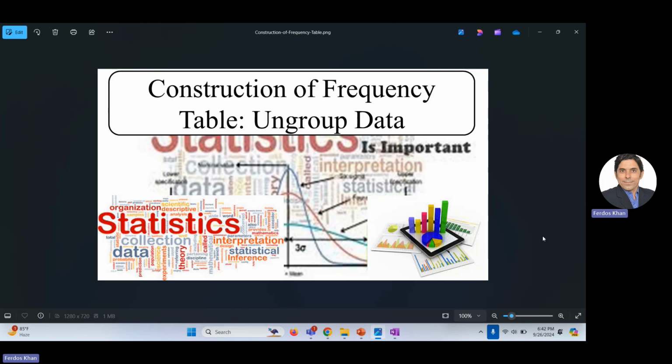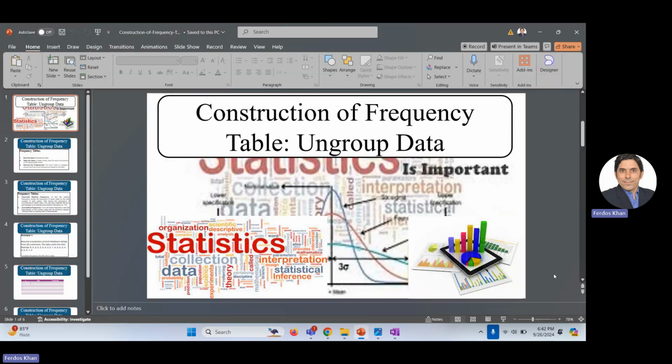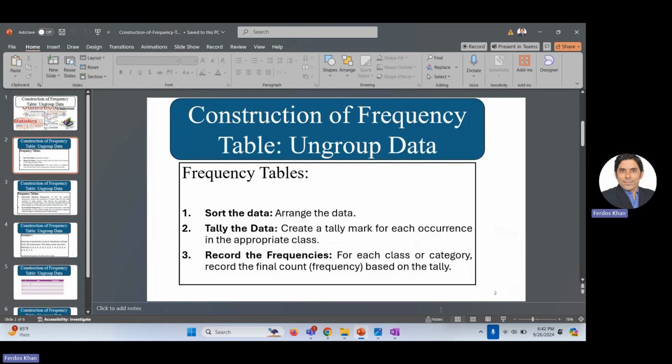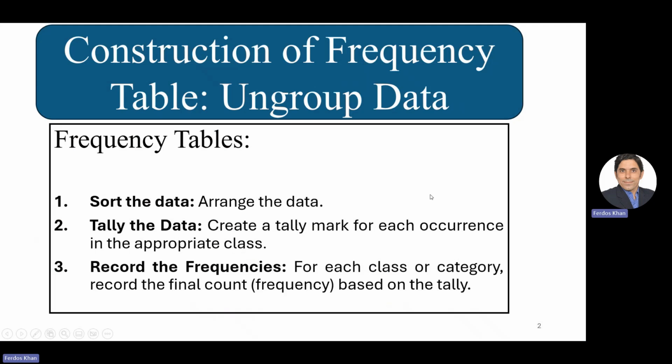So let's move to the content: how you can construct the frequency table or frequency distribution. These are the various steps which we need to take. The first one is to sort the data, arrange the data. This is not a mandatory step. However, when you arrange the data, you can easily count how many times a particular number is repeated. So you can count in order and then write the frequency, and also write the tally.